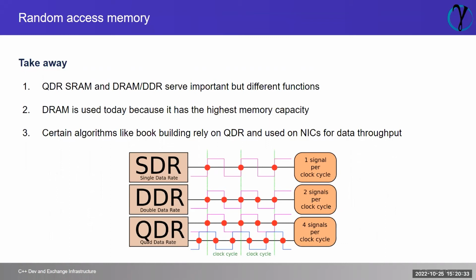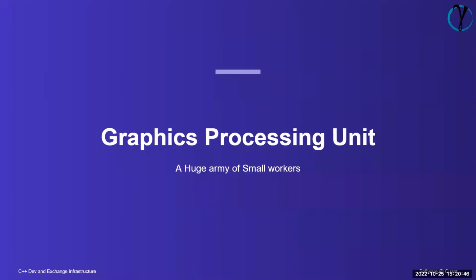And then book building. Any memory-critical systems will probably use QDR, and it's used on NICs, which are network interface cards, for data throughput. So we're going to talk about that.